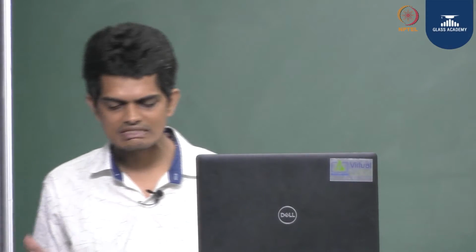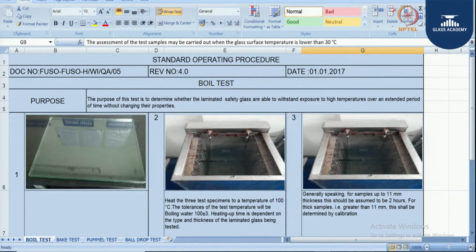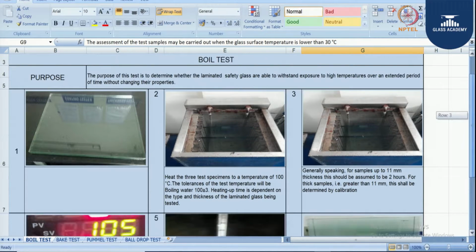Now we are going to see the tests that we do for laminated glass. Let us take the boil test. The purpose of this test is to determine whether the laminated safety glass is able to withstand exposure to high temperatures over an extended period of time without changing its properties. The steps we follow: first we take a laminated glass.